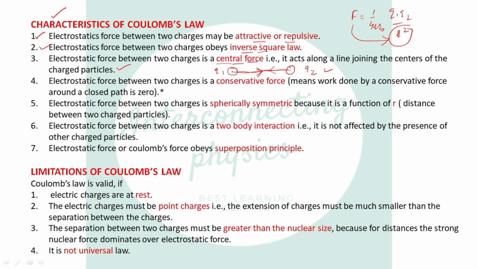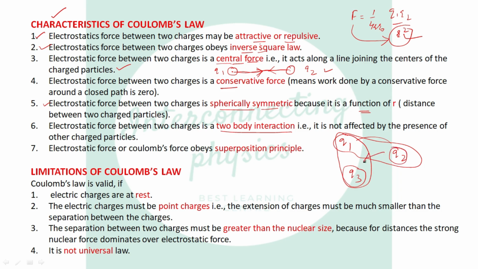Number 4, electrostatic force between two charges is a conservative force. Electrostatic force between two charges is spherically symmetric because it is a function of R, it depends upon R. Electrostatic force between two charges is a two-body interaction. Suppose we have three charges Q1, Q2 and Q3. When we are calculating the force between Q1 and Q2, the presence of Q3 will not affect the force between Q1 and Q2. And if we are calculating the force between Q1 and Q3, the presence of Q2 will not affect the force between Q1 and Q3. So it is a two-body interaction. It is not affected by the presence of other charged particles.